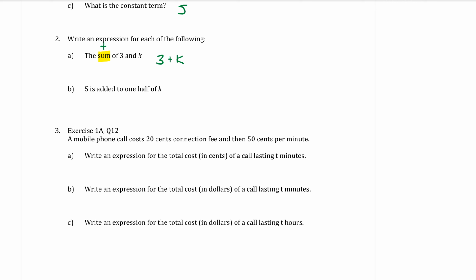Okay, part B. Let's do this again. 5 is added. So that word added means we're going to have to do a plus sign in there somewhere. To half of k. All right, how can I write half of k? Yes, Cash. Yeah, there's actually 2 ways you can write it. You can go half k. Can anyone think of a second way to write half k?